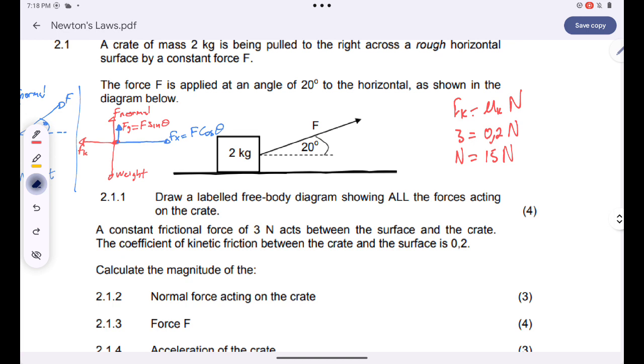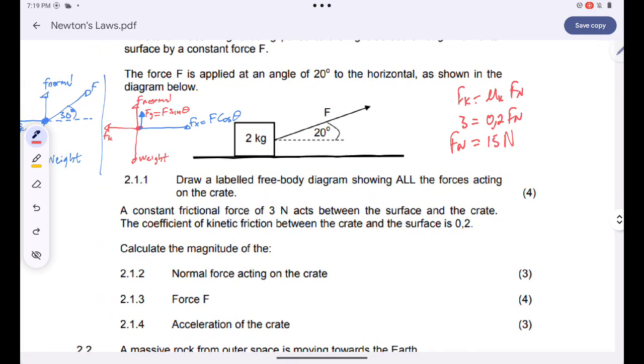Let me rather denote it as Fn. I'm denoting the normal force as Fn. Friction is always the coefficient of kinetic friction multiplied by the normal force.